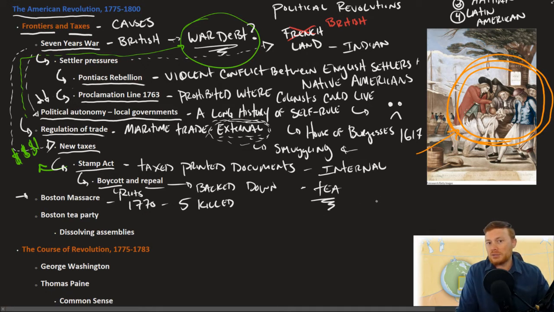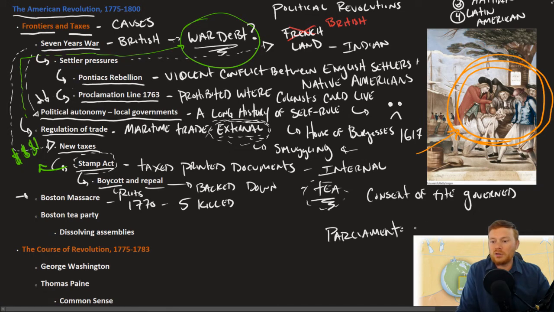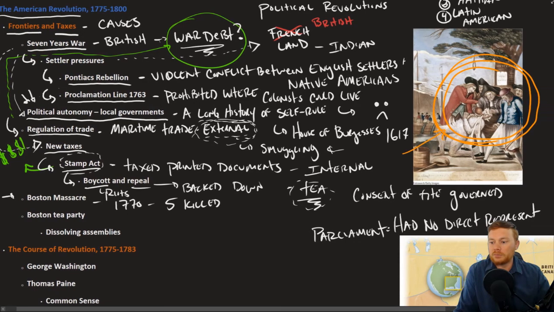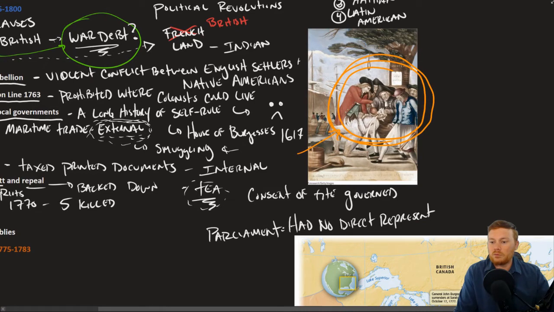On the one hand, you had the colonists insisting upon that Enlightenment idea of consent of the governed. And all of these taxes, right? We'll take the Stamp Act in particular, we'll take the tax on tea. All these things came from the Parliament. And the Parliament had no direct representation from the colonies. And so the major slogan leading up to the American Revolution was no taxation without representation.